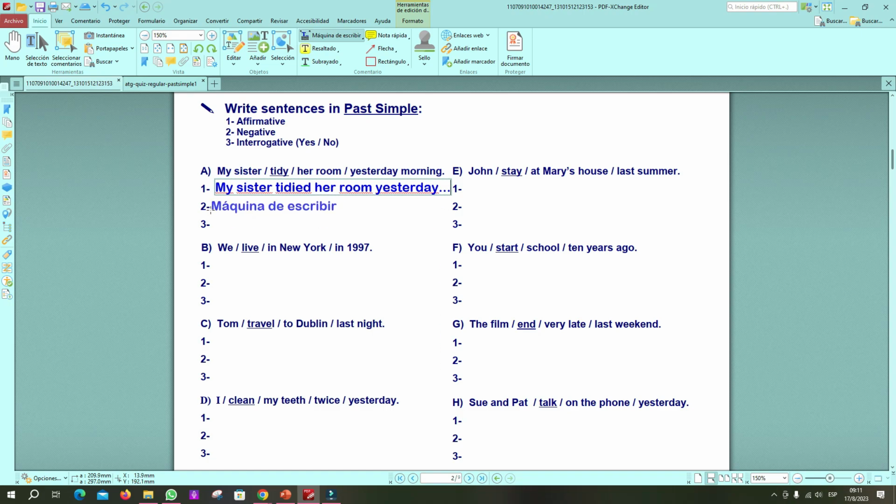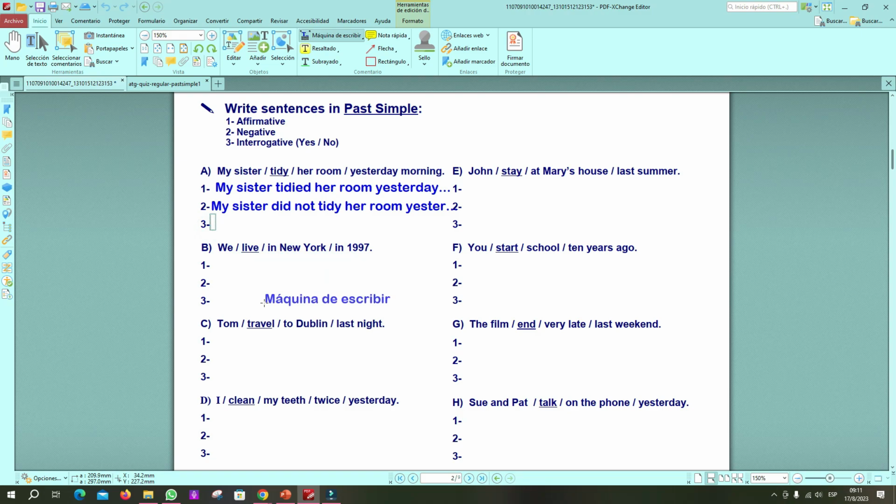What about the negative one? My sister did not or didn't tidy. You're going to write the base form of the verb. So my sister did not tidy, right, her room yesterday. Okay.